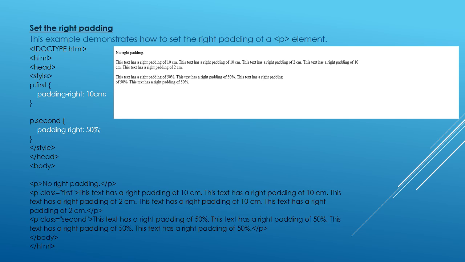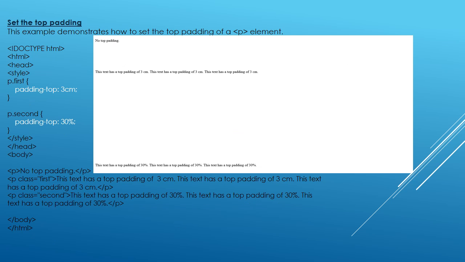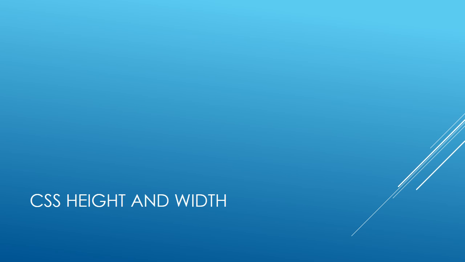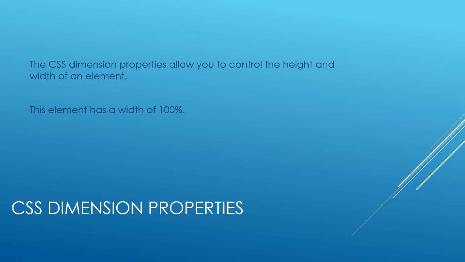This example demonstrates how to set the right padding of a P element. This example demonstrates how to set the top padding of a P element. This example demonstrates how to set the bottom padding of a P element. CSS height and width. The CSS dimension properties allow you to control the height and width of an element. This element has a width of 100%.